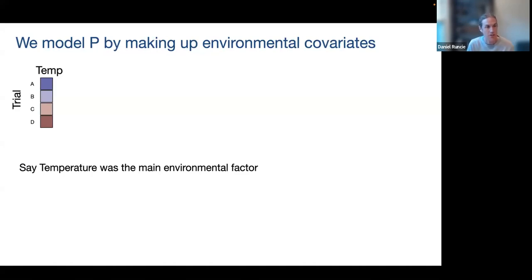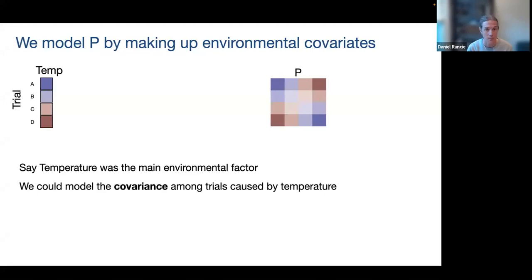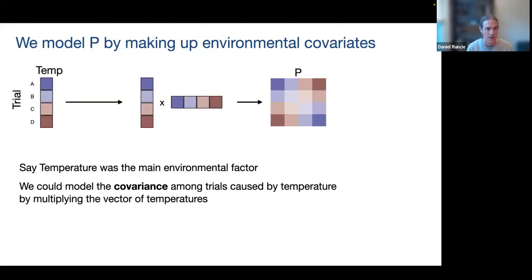Say that we knew that temperature was the key factor. We can measure the temperature in each trial and arrange them, say, from the coldest to the warmest, like this. Then we could predict the correlation or covariance matrix, P, across the trials by simply taking this vector of temperatures, multiplying it by itself, and it would turn into a matrix like this. And what this matrix means, say blue is colder or low values and red is high values.